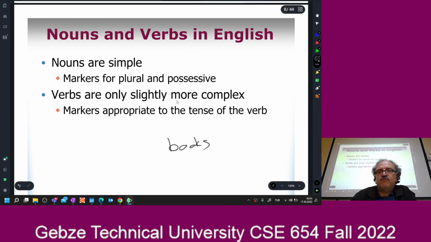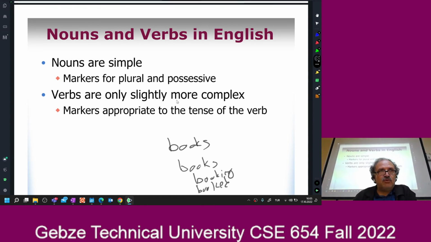The same as verbs, inflectional forms. Okay, slightly more complex, but it is not that difficult, okay? Remember, book can function as both noun and verb. When it is in verb form, again, I can say books, I can say booking, and I can say booked, and that's it. When they say verbs are slightly more complex, it doesn't mean that it is as complicated as Turkish.